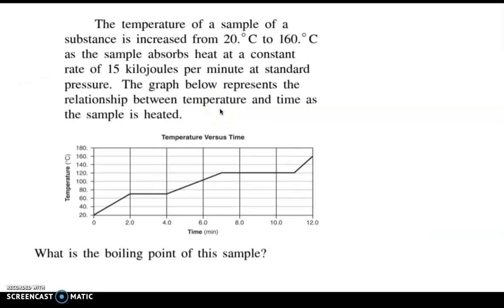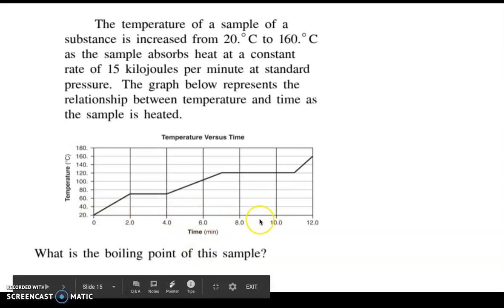The next question. The temperature of a sample of a substance is increased from 20 degrees Celsius to 160 degrees Celsius as the sample absorbs heat at a constant rate of 15 kilojoules per minute at standard pressure. The graph below represents the relationship between the temperature and time as the sample is heated. So basically, this whole thing here just explains the entire graph. The sample absorbs heat at a constant rate of 15 kilojoules per minute. So they're telling us how much heat is absorbed as we increase the temperature. The question is, what is the boiling point of this sample?